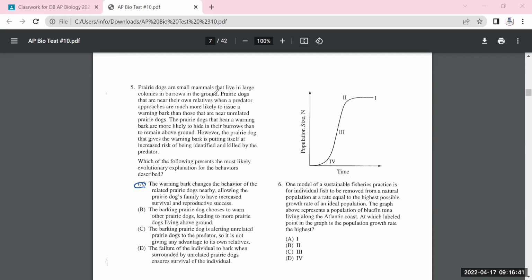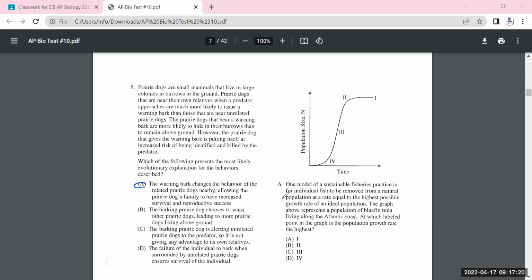Again, the barking prairie dog chooses to warn other prairie dogs, leading to more prairie dogs living above ground. Not an evolutionary explanation. The barking prairie dog is alerting unrelated prairie dogs to the predator. That is contradictory to what they just said in the blurb. Failure of the individual to bark when surrounded by unrelated prairie dogs ensures survival of the individual. It doesn't necessarily ensure survival, though it can increase it, but this explains why it doesn't do something. So A is your best answer.